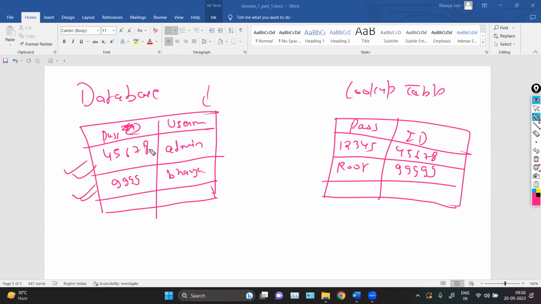If any attacker is able to fetch the data from the database, what will that attacker get? This ID, these random numbers, and this username. Username is fine, but he will not get the password, right? Because the password is now converted into an ID number because of this lookup table.